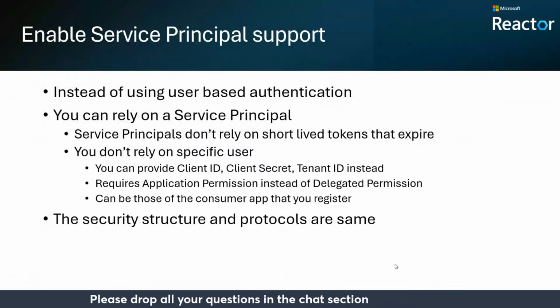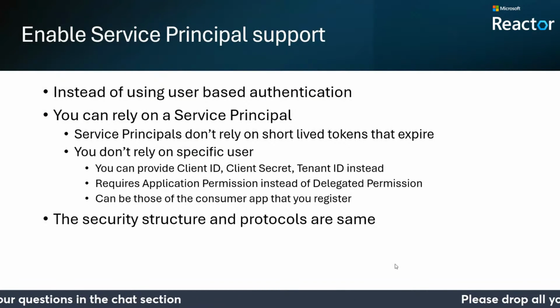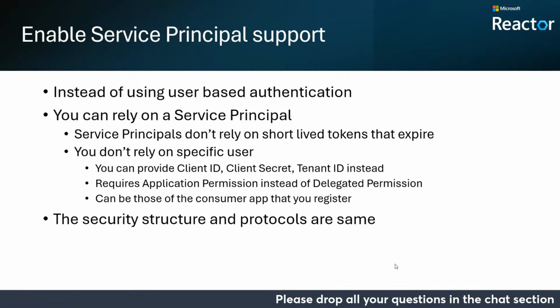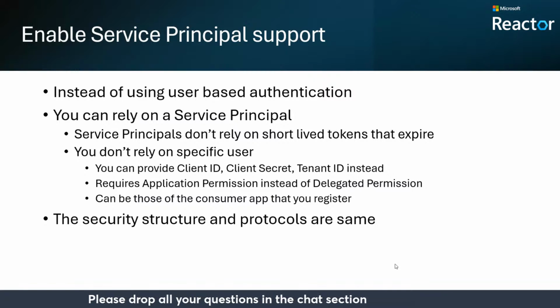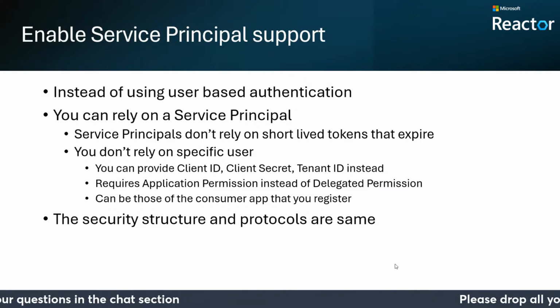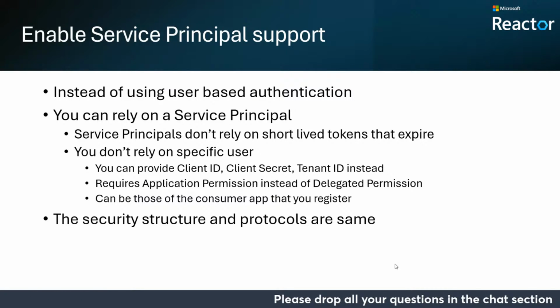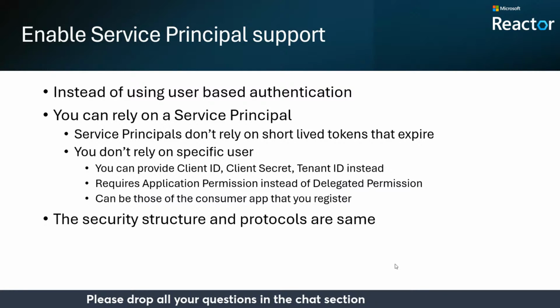So let's revisit what we have done in this sample of using the Graph API with application permissions. When you enable the service principal in the custom connector, you are going to use application permissions instead of user-based authentication or delegated permissions. When you are relying on a service principal, you are not going to use short-lived tokens that are going to expire.